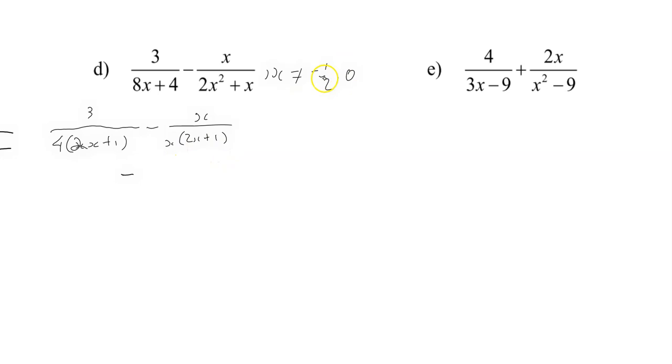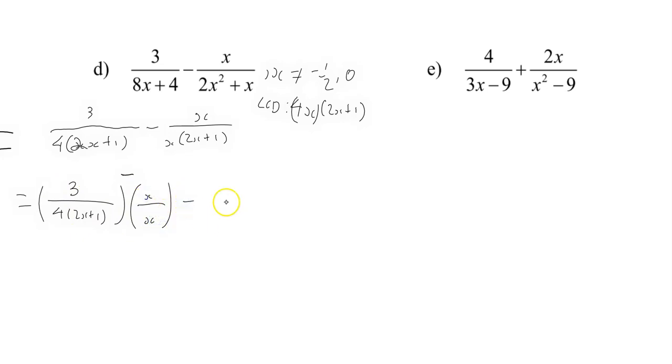Okay, so we don't repeat. Don't go negative 1/2, negative 1/2, 0. And the LCD is, well, I need a 4. Need an x. Need a 2x plus 1. So it's really like 4x times 2x plus 1. So 3 over 4 times 2x plus 1. So this is missing an x. Minus.